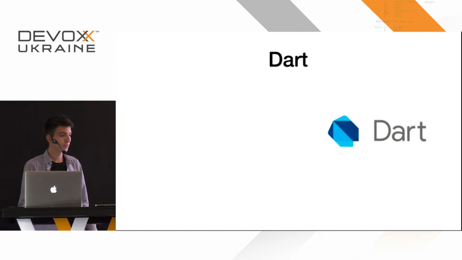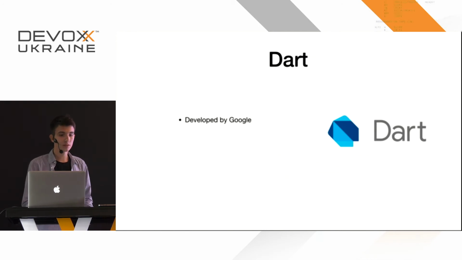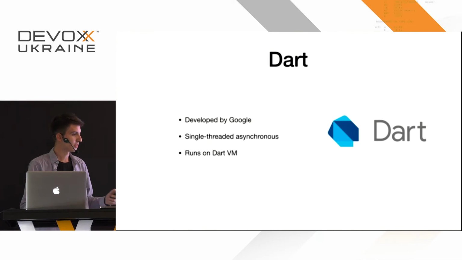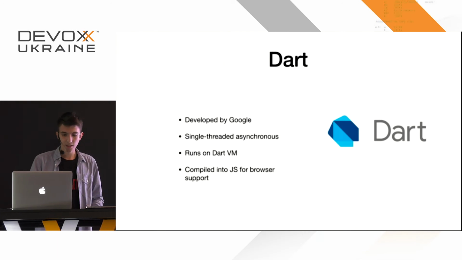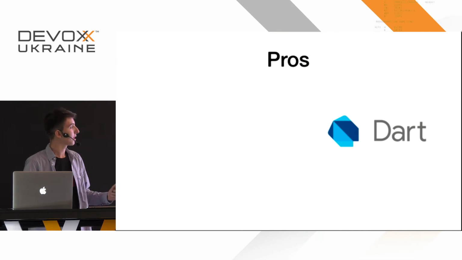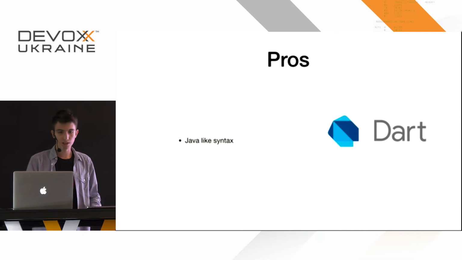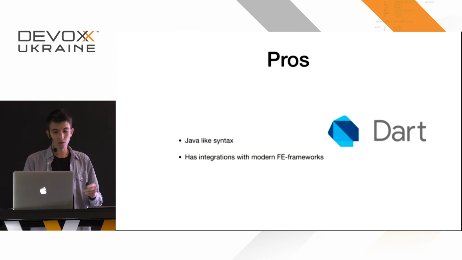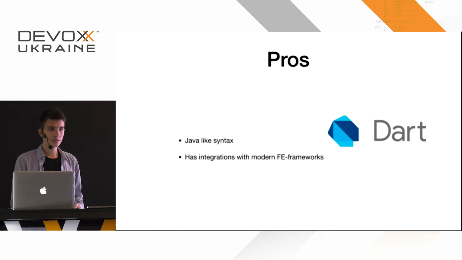And our dark horse is Dart, which is developed by Google. It's a single-threaded asynchronous language, just like JavaScript is. It runs on Dart VM, and it was supposed to have native integration with Google Chrome, but it won't. None of the browsers support Dart natively, and the idea of having it supported is scrapped. It's compiled to JavaScript for browser support, and it has some pros, which are, it has really Java-like syntax. It has integrations with modern frameworks like React, Vue, Angular. It doesn't have integration with stuff like Svelte, but it's not that much used.